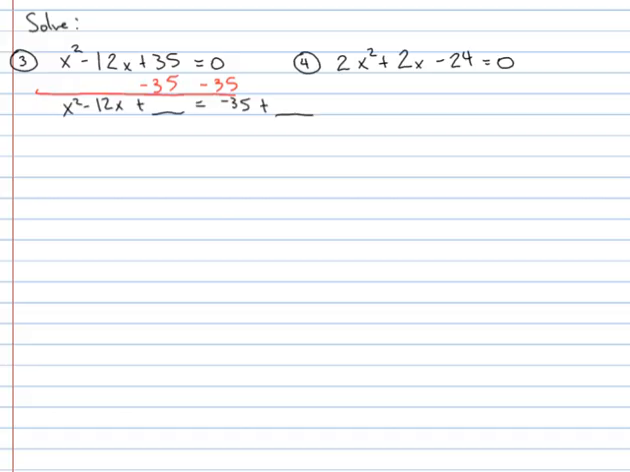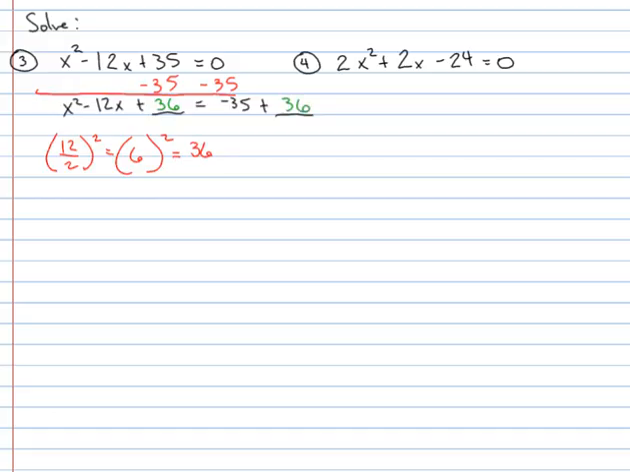Now I have to figure out what goes in the blank. Well, that's where I take 12 divided by 2 and square it. 12 divided by 2 is 6, and I square that. And 6 squared is 36. So I'm going to plug a 36 into these blanks.